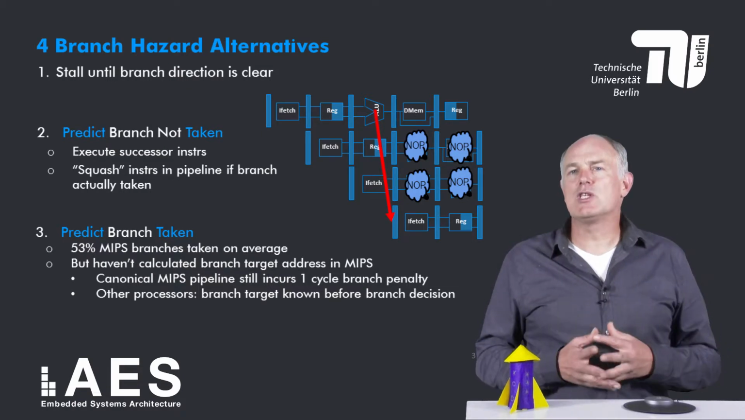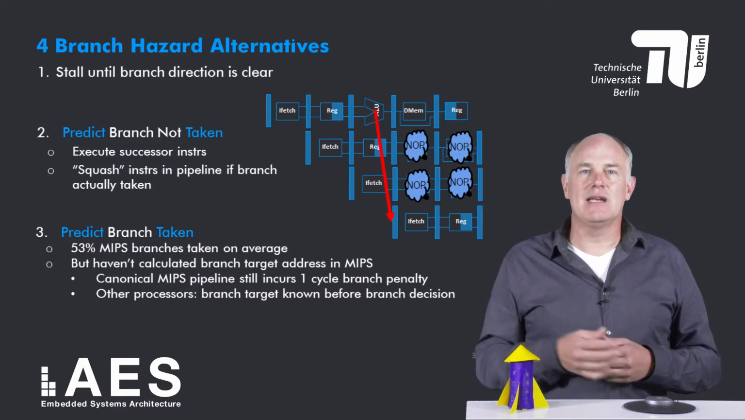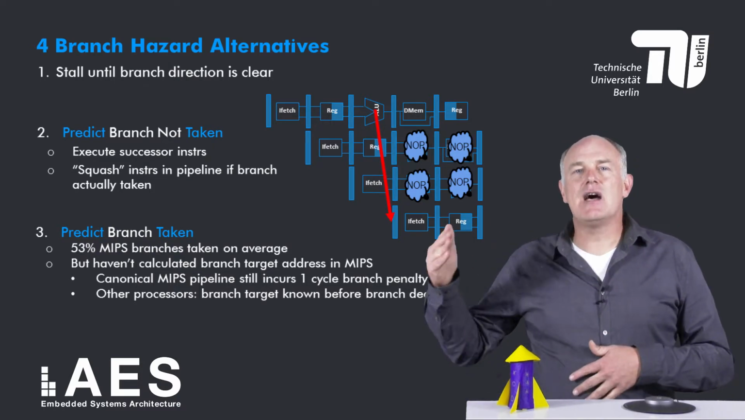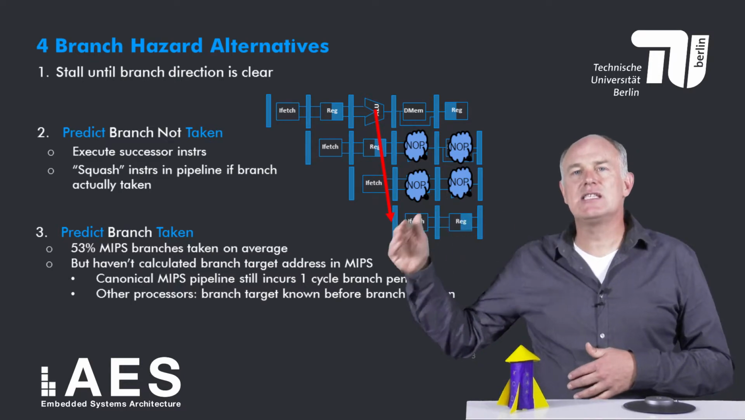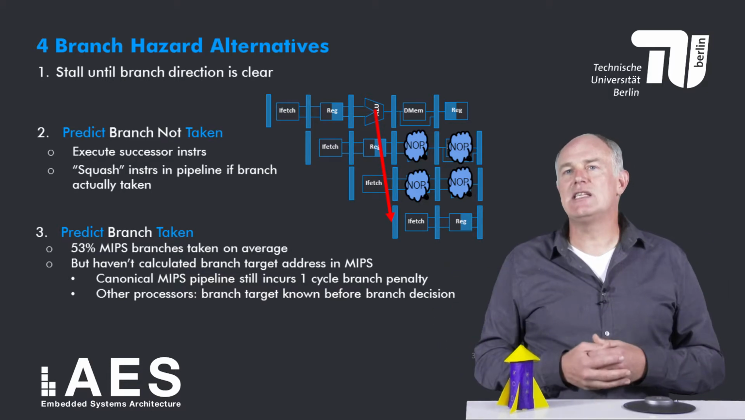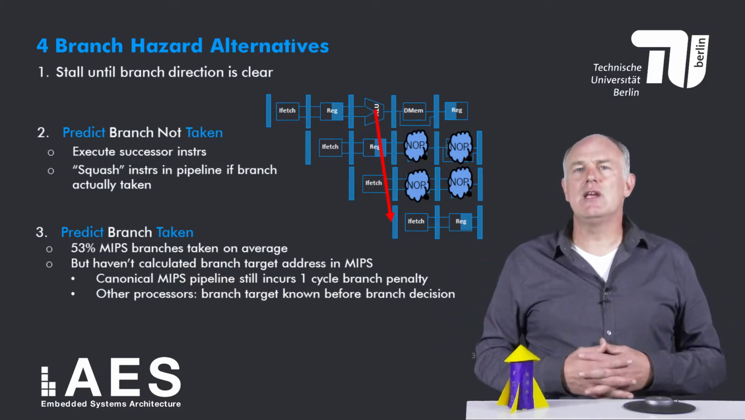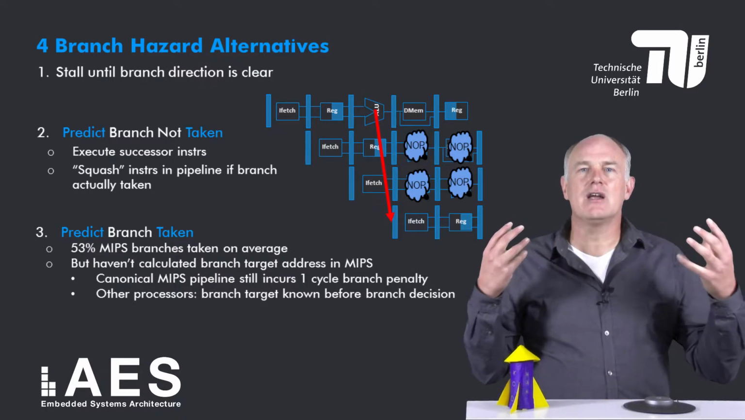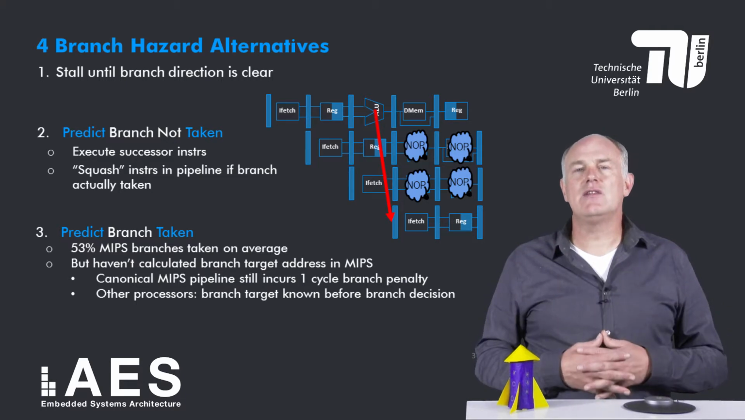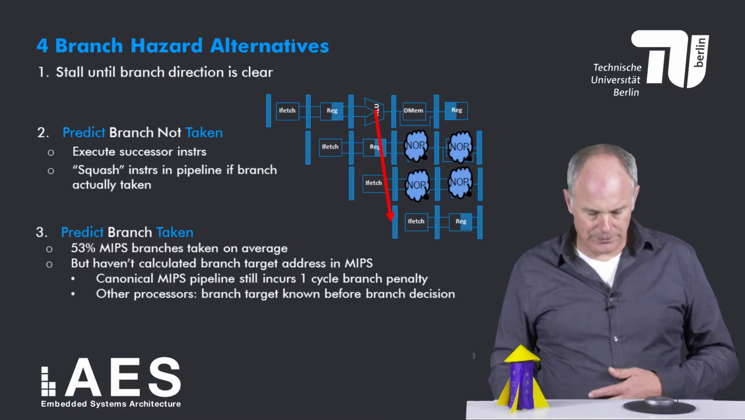Therefore, a third possible branch hazard alternative is to predict that the branch will be taken. In the canonical MIPS pipeline, however, the branch target address is calculated in the second stage, so we cannot decide or predict to jump to this address in the first stage. But there are other processor organizations where the branch target is known well before the branch decision, and on such an organization it might make sense to predict that the branch will be taken.